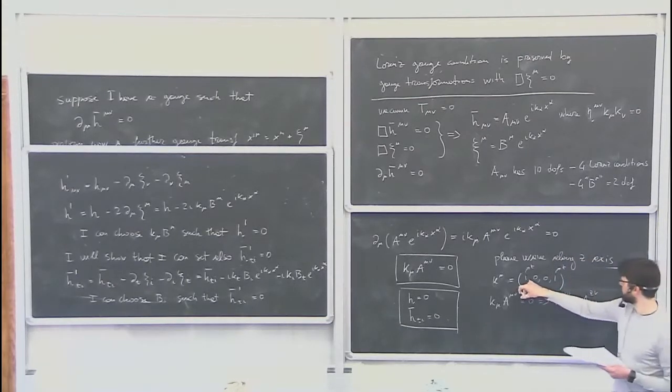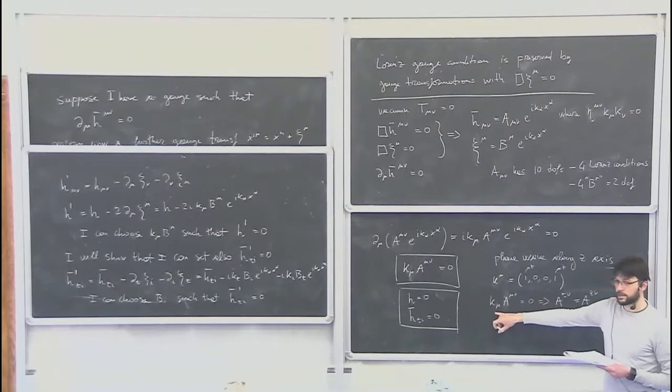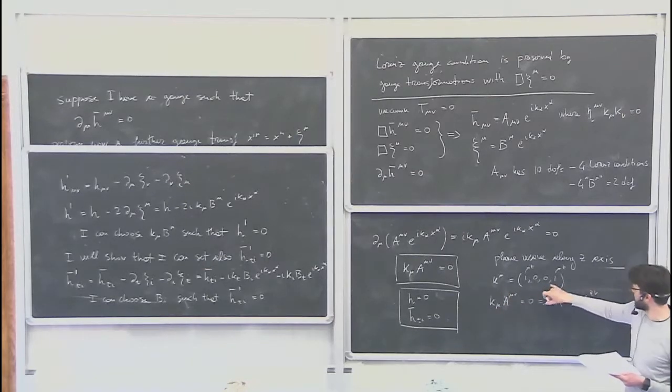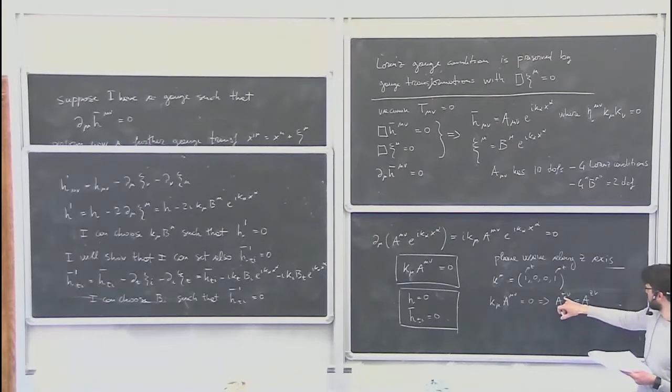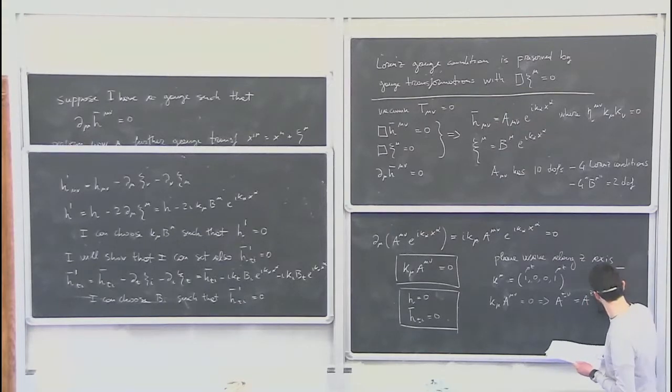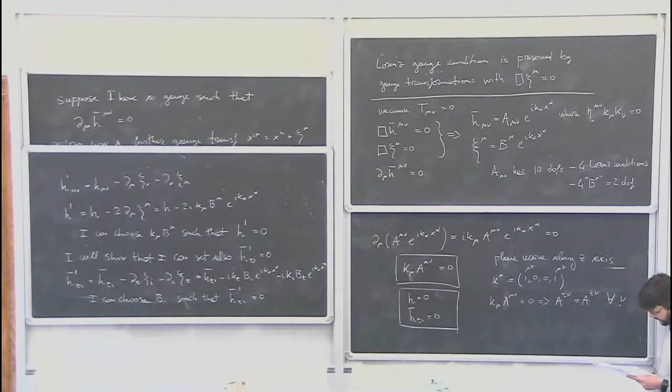Because if I lower the indices to get this k mu with index down, this one becomes a -1. So when I do this contraction, I find that a t nu equals a z nu. This is a nu, sorry, for any nu.